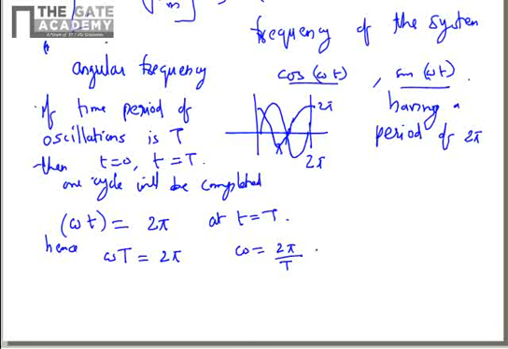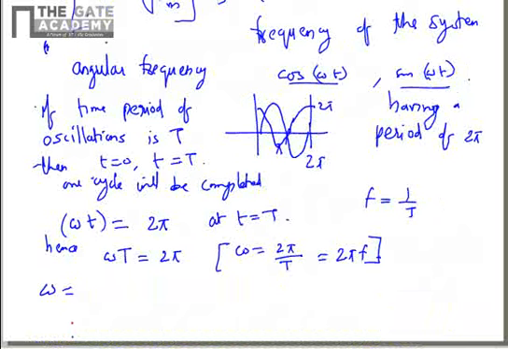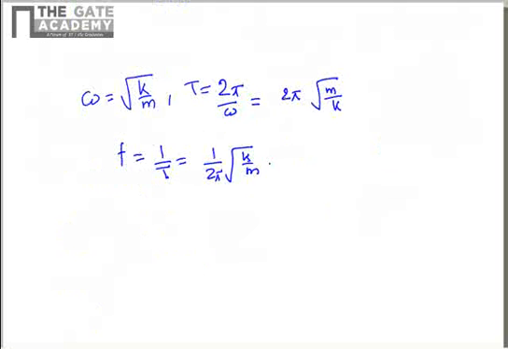Since T is the time period, the frequency f is equal to 1 by T. So omega is equal to 2 pi f. From these relations between the angular frequency, time period and the real frequency, we can get the actual value of the time period and the real frequency, because we know the value of omega from our derivation. Omega is equal to root over k by m, where k is the spring constant. So the time period is 2 pi by omega, which will be equal to 2 pi root over m by k, and the frequency will be 1 by 2 pi root over k by m.